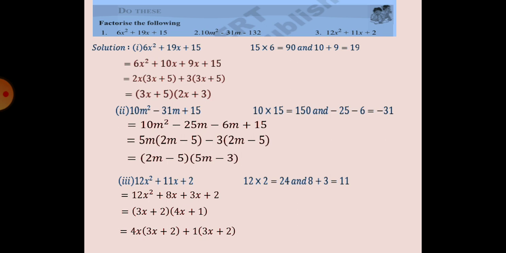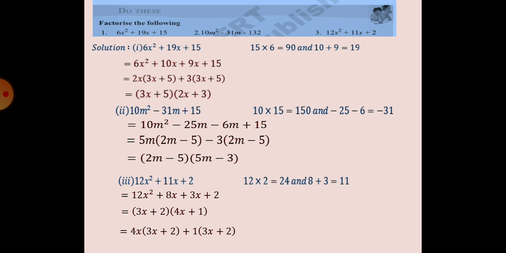So we have replaced, second step is 6x square plus 10x plus 9x plus 15. The remaining two terms are the same. Instead of 19x I have written 10x plus 9x. Now 6x square and 10x, for 6 and 10 the common factor is 2. When I take out 2x common, 2x into 3x is 6x square.